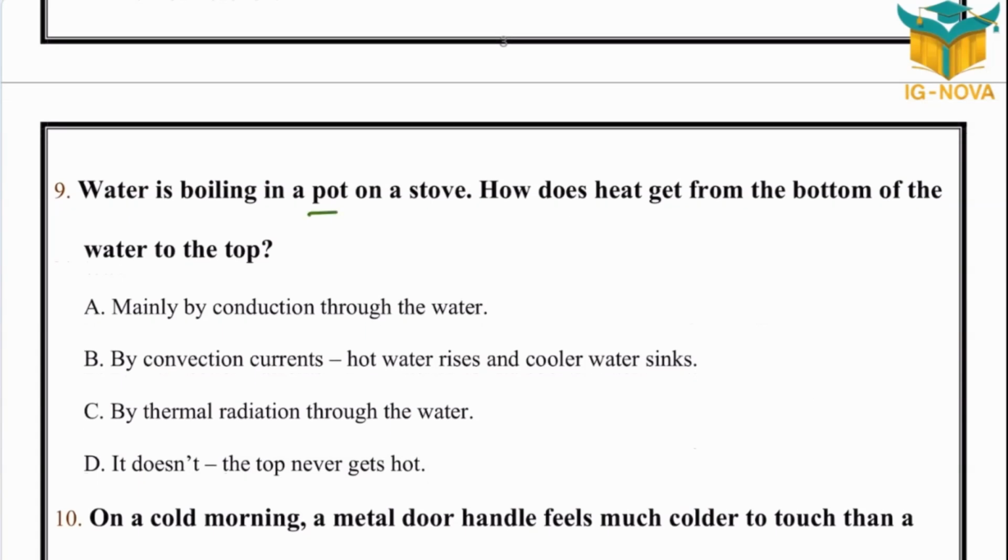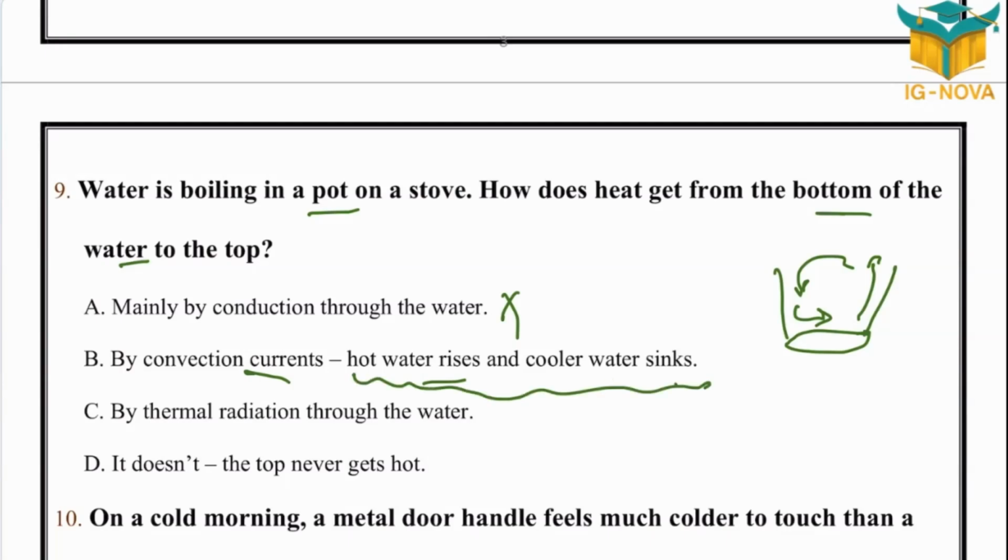Water is boiling in a pot on a stove. How does heat go from the bottom of the water to the top? From the bottom to the top, surely by convection currents. Mainly by conduction? No, conduction is here. Convection currents, yes, where water rises and water sinks. So it's B.